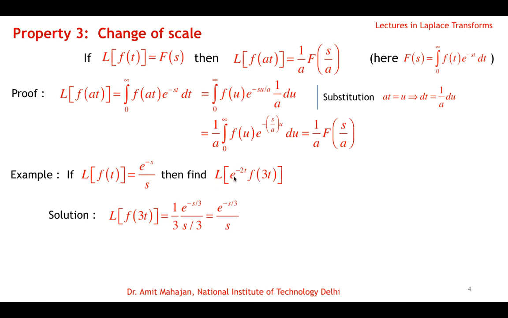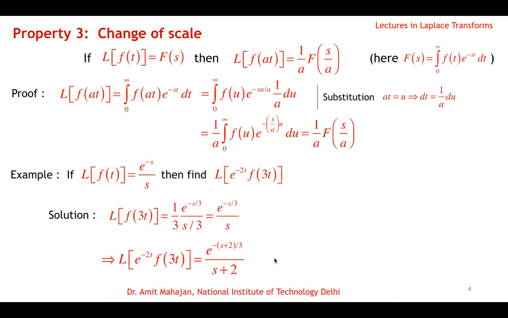Okay, and then Laplace of exponential times this function, so we have an s shift, s will be replaced with s plus 2 because a is minus 2 here, so s minus a means s plus 2. So Laplace of this exponential times f function is nothing but e raised to power minus of s plus 2 by 3 over s plus 2. Okay, so in this way we can use the property together with the elementary results.